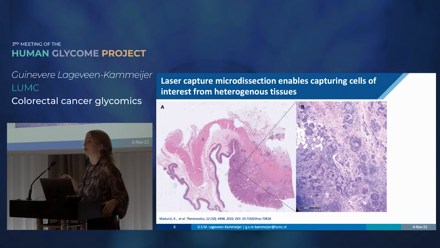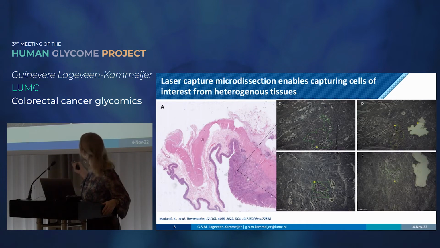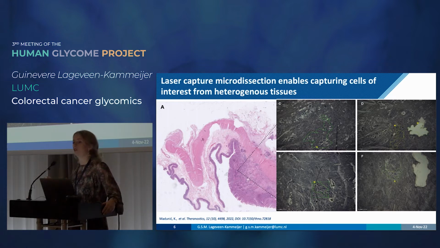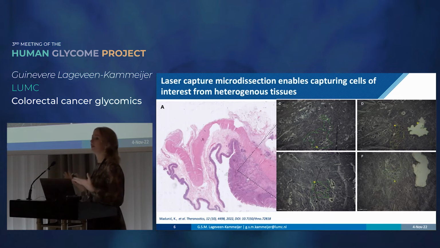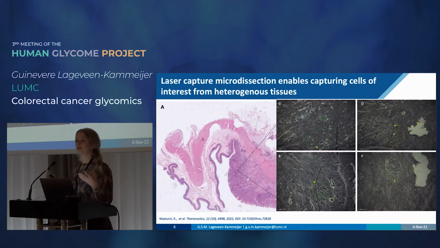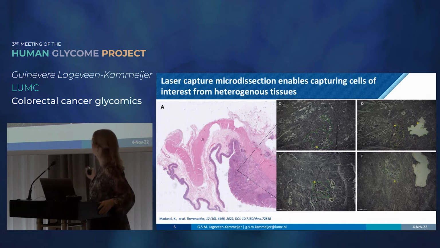With laser capture microdissection, we can cut out specific regions of interest if we have really heterogeneous tissues. This is just an example. I don't know if you see it in the back, but we have some green lines here, the specific regions of interest that we can cut out. In that case, we can have tissue that is more like normal, we can have the tumor tissue, but we can also look into stroma and see if the glycosylation changes in the different tissues.